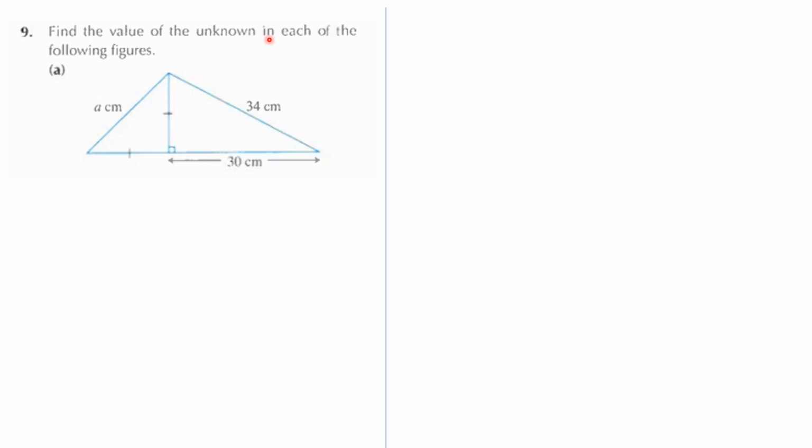Find the value of the unknown in each of the following figures. We are given some figures and we are asked to find the unknown value. In this case, A is the unknown value. Now when you look at the figure, you will notice that we have two triangles here and both of them have a right angle. Now one more thing, when a triangle has a right angle, in that case we apply Pythagoras theorem.